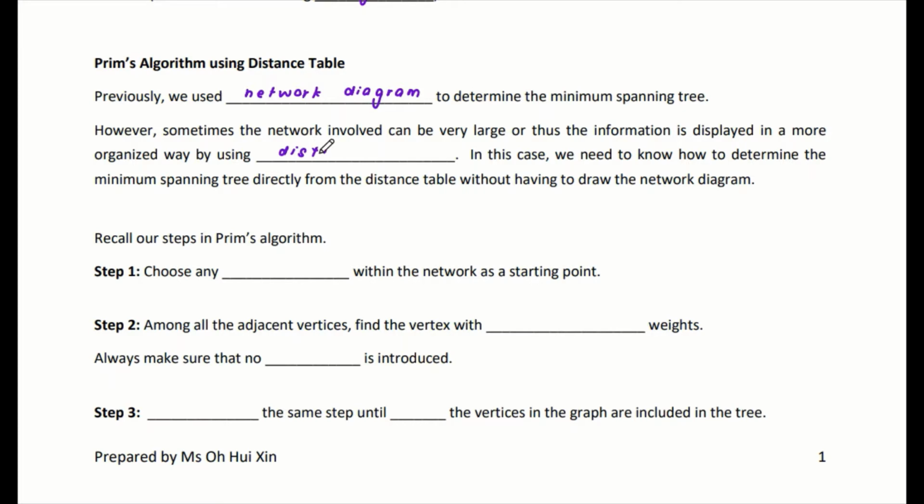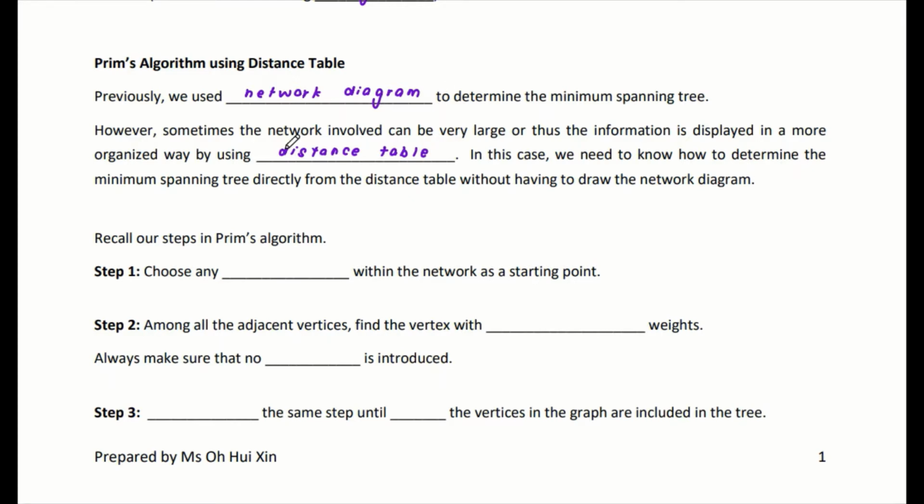You can imagine if we organize it in a distance table, but if we want to find the minimum spanning tree and we still need to draw the network diagram, then it would lose the meaning of organizing your information in a distance table, right? So that's why it will be easier if we know how to identify a minimum spanning tree directly from a distance table without needing to look at the network diagram.